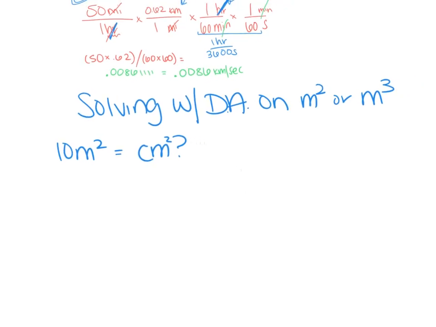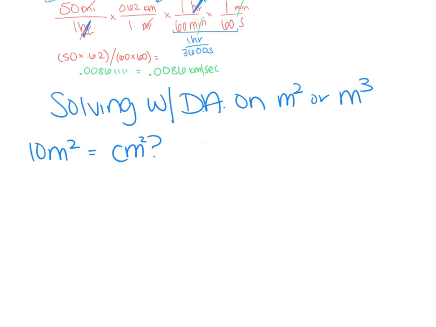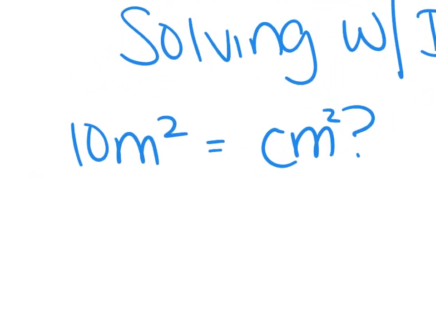Well, what if I wanted to use dimensional analysis with something that would be a volume or an area calculation? So if I have meters squared or meters cubed, if I have 10, and again, oops, I'm gonna put a decimal point there. If I have 10 meters squared, you guys agree that there's 100 centimeters in a meter, right? So can I just say this is 1,000 centimeters?